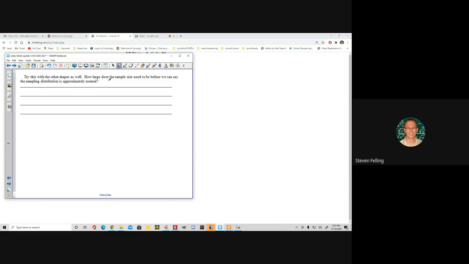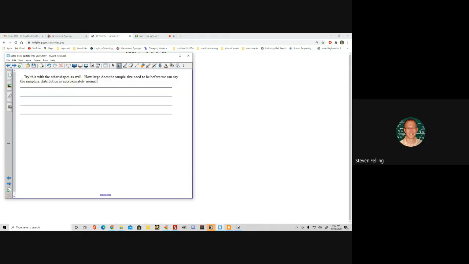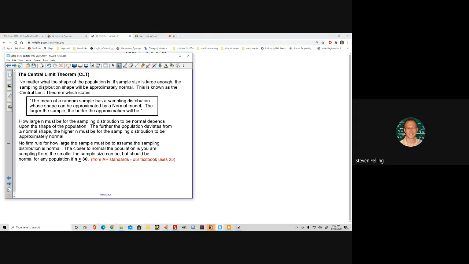All right, so if you had to pick, there's a place for you to fill in your formula sheet. How large would the sample size have to be before you would say that it's approximately normal? All right, so this result, that no matter what the population shape is, if the sample size is large enough, the sampling distribution shape for the means will be approximately normal, is known as the central limit theorem.